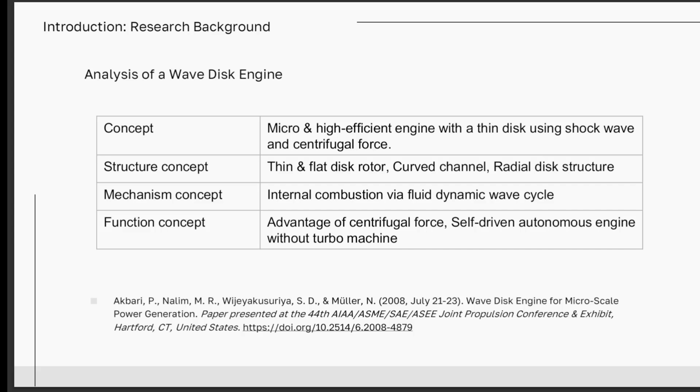The wave disk engine is composed of a thin, flat rotor with curved channels, enclosed within a disc-shaped engine shell. The gas moves through the radial rotor channel. The wave disk engine uses the shock wave generated by the channel's fluid dynamics and the internal combustion process.